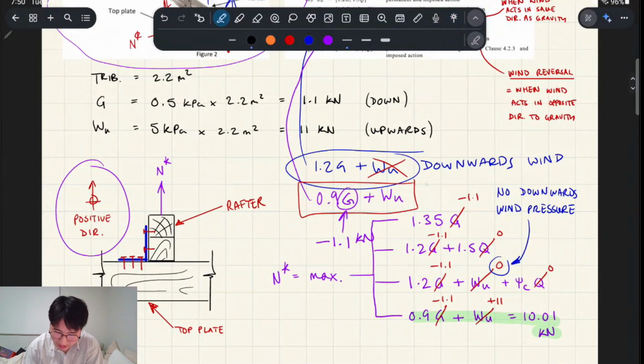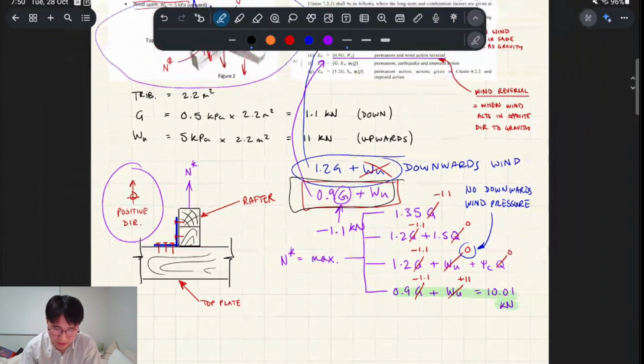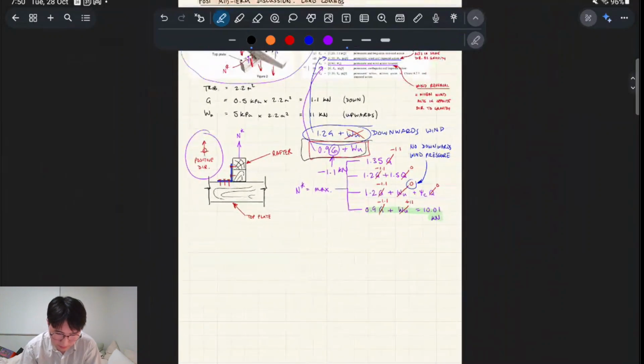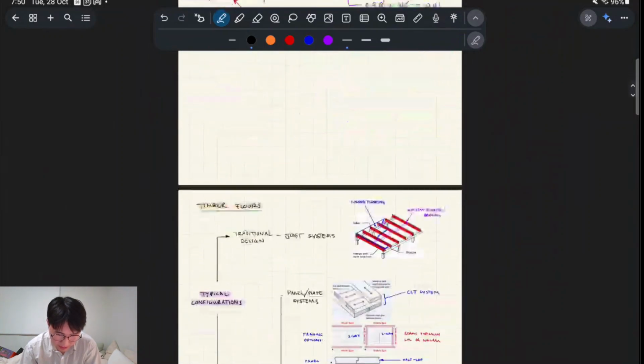Anyway, so that is just a concept of how to use that load combination, and how it applies when you have upwards wind pressure. Okay, so yeah, that's that.